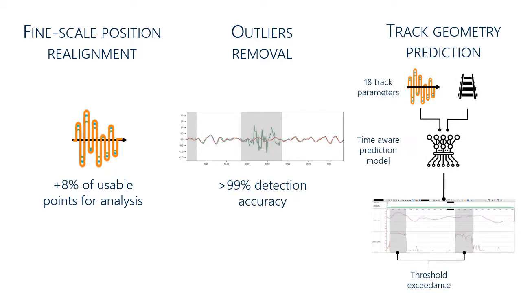Finally, we inject 18 track parameters in our proprietary ML model, and that model predicts sections of rail where the track geometry has a sufficiently high probability of exceeding the safety thresholds to justify preventive actions. And there you have it, an end-to-end predictive maintenance application using 1D data sources.